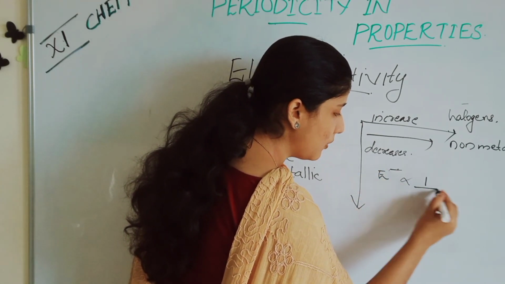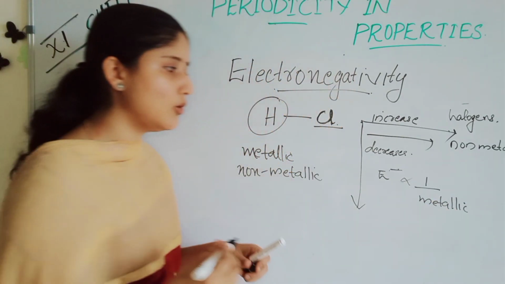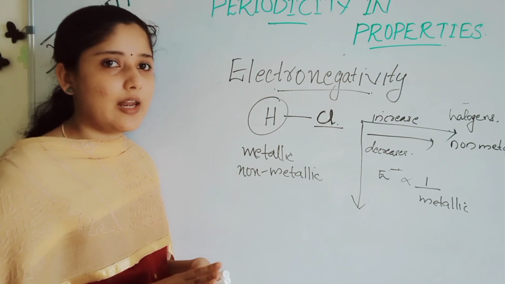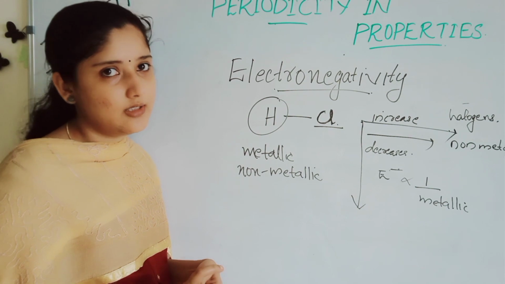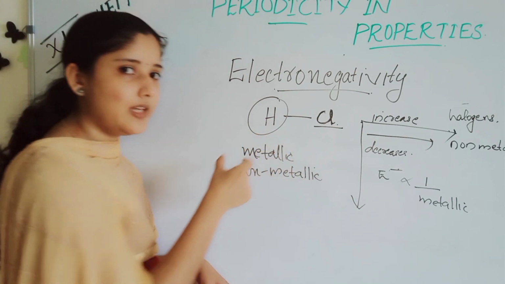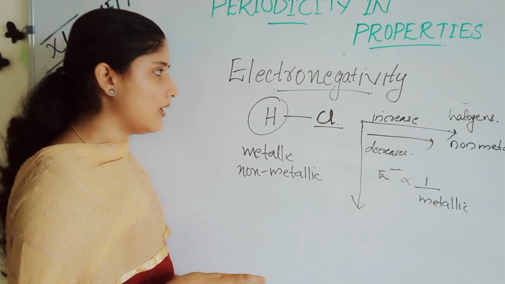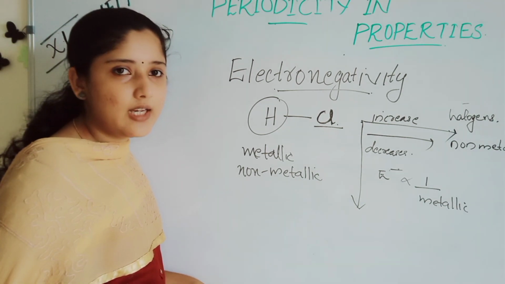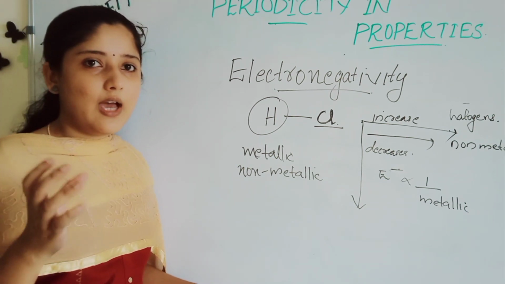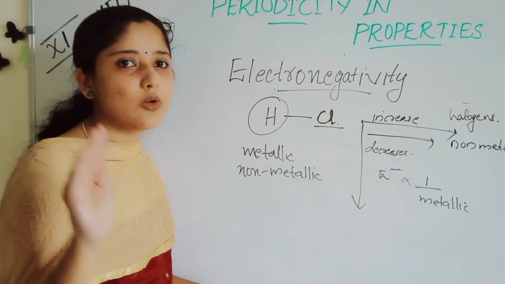is inversely proportional to metallic character, not non-metallic. As the electronegativity increases, the metallic character decreases and non-metallic character increases. The non-metals are at the end of the period, and the alkali and alkaline earth metals are in the first two groups. We can correlate electronegativity with metallic and non-metallic character. Non-metallic elements have a high tendency to attract electrons to themselves, that is, they have high electronegativity.